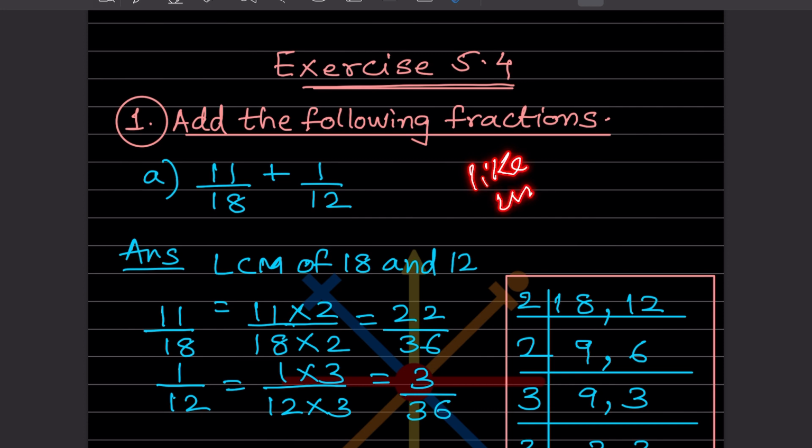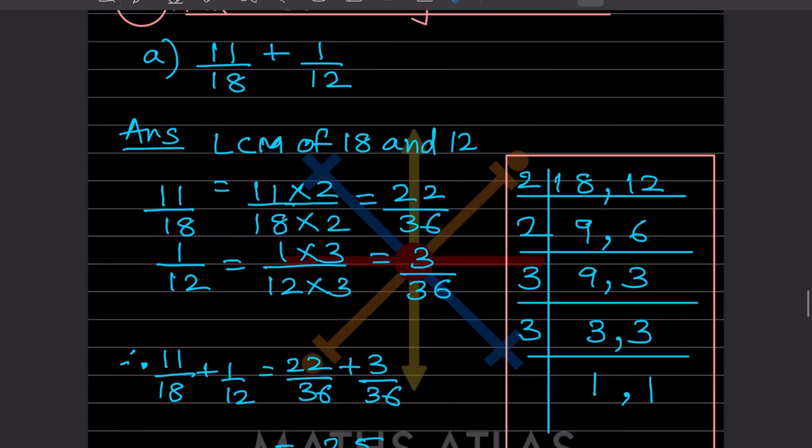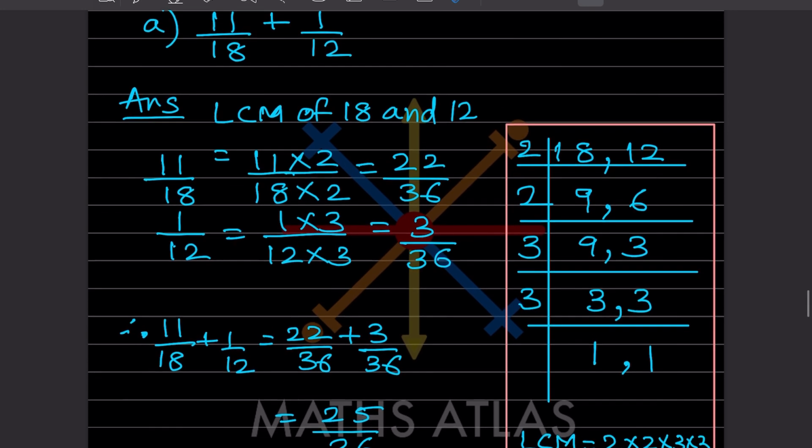The denominators are like or unlike. Like means same and unlike means different. So now can you see the denominators are different? So you have to take the LCM of 18 and 12. We have done the LCM multiple times, so now you should be perfect with it. I have shown you by the same method, so you should not get confused over here.